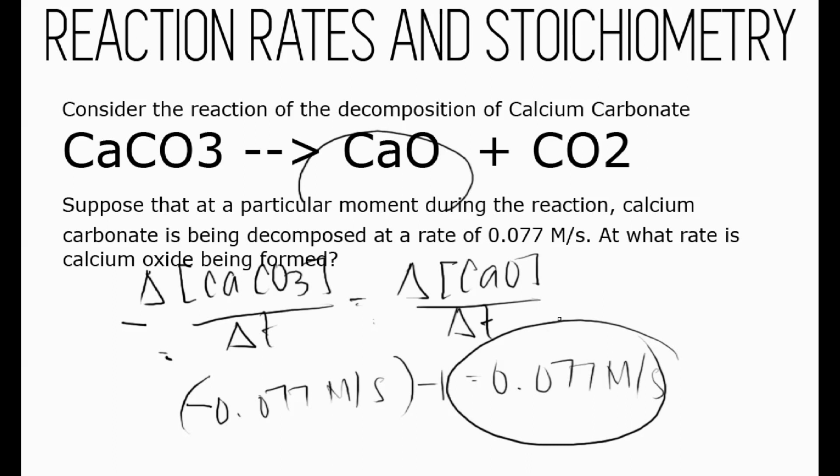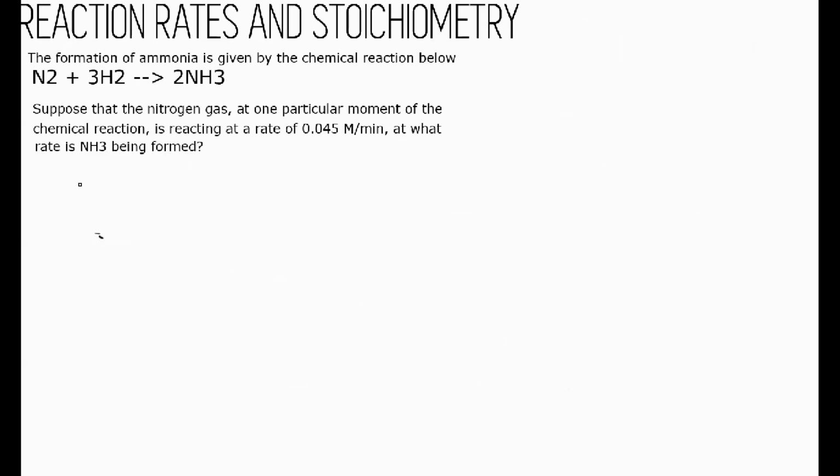Seems easy, isn't it? But not all chemical reactions have this 1:1 ratio. So later we are going to try another example which does not come in a ratio of 1:1:1. Let's try this another example. The formation of ammonia is given by the chemical reaction nitrogen gas plus hydrogen gas yields two molecules of ammonia. Suppose that the nitrogen gas at one particular moment of the chemical reaction is reacting at a rate of 0.045 molarity per minute. The question is, at what rate is ammonia being formed?